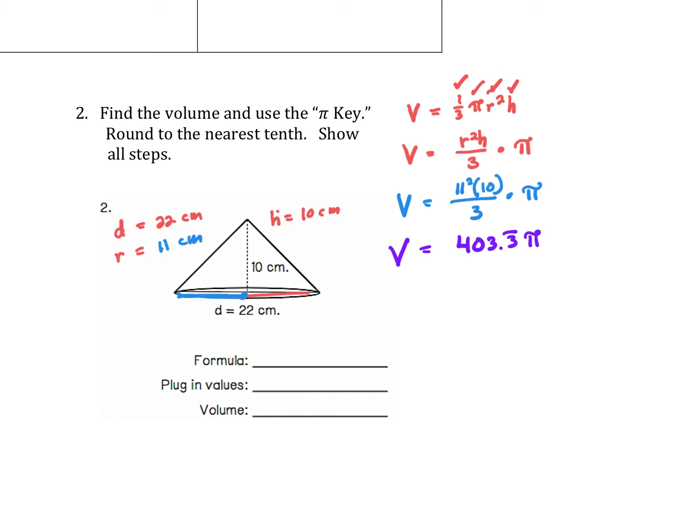So if this were the exact answer, we'd be finished after we wrote centimeters cubed, and I think last time I said squared, so please correct that. But it asked us to use the pi key and round to the nearest tenth. So take your 403.3 repeating times pi, and then let's see if we agree on that answer.